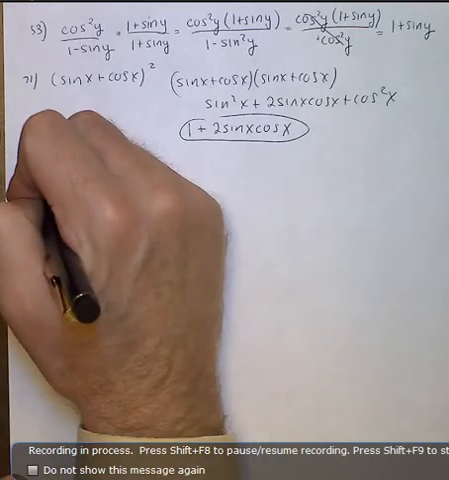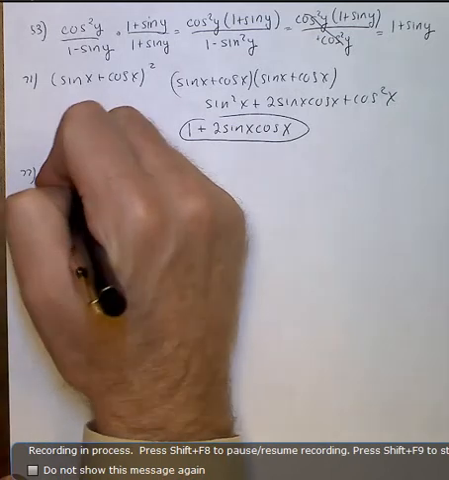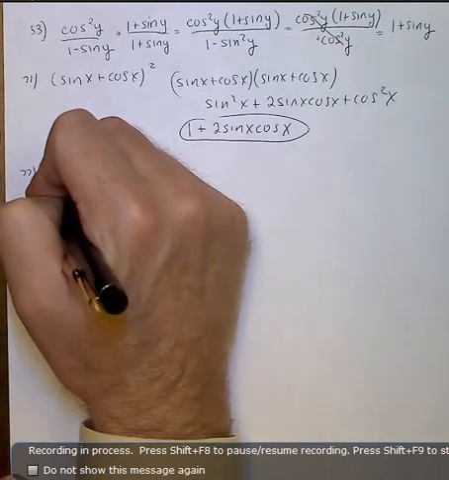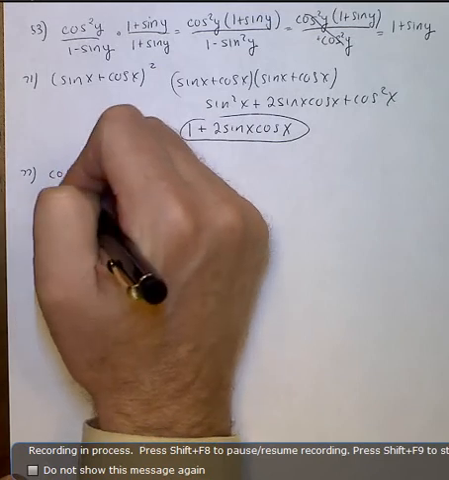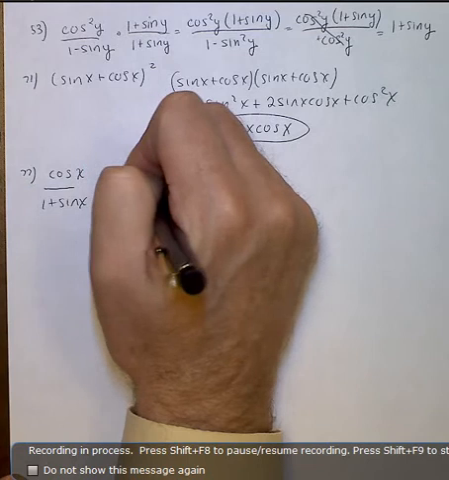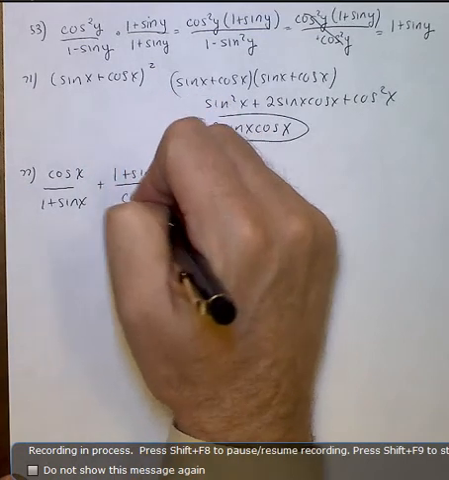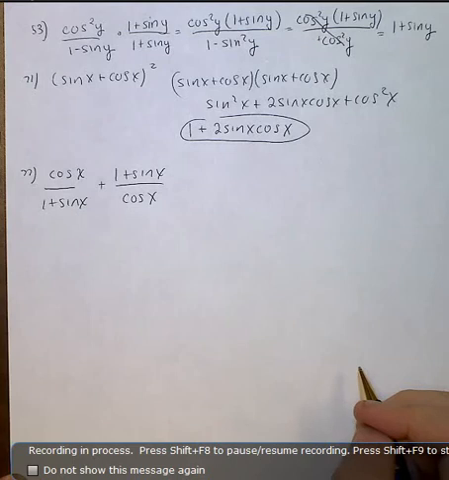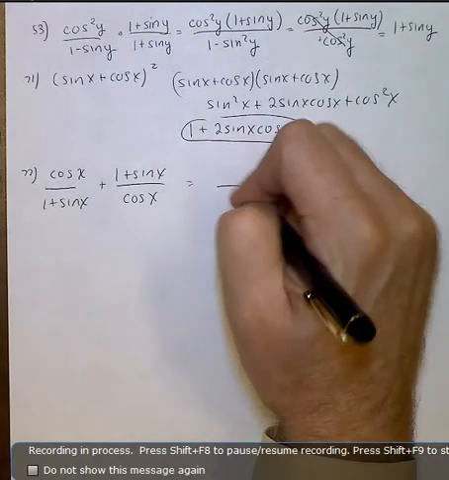Number 77, we need to perform the operation. It's cosine x over 1 plus sine x, and we're adding to that 1 plus sine x over cosine x. We need to create common denominators. The common denominator will be cosine x times 1 plus sine x. So the common denominator is this.